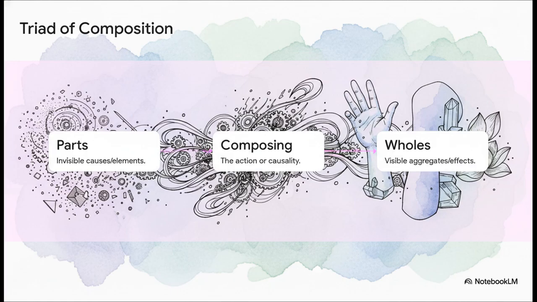To understand if these aggregates are truly solid, we kick off our 11-step X-ray. The first 3 steps are all about translating our reality into a triad of composition. Step 1 is the parts. These are the invisible, irreducible basic elements or causes. Step 2 is composing, the actual action or causing that aggregates them all together. And step 3 is the wholes, the final visible aggregates or effects, like your physical form. We conventionally divide our entire world into these 3 spheres, just automatically assuming each has its own independent, absolute existence.